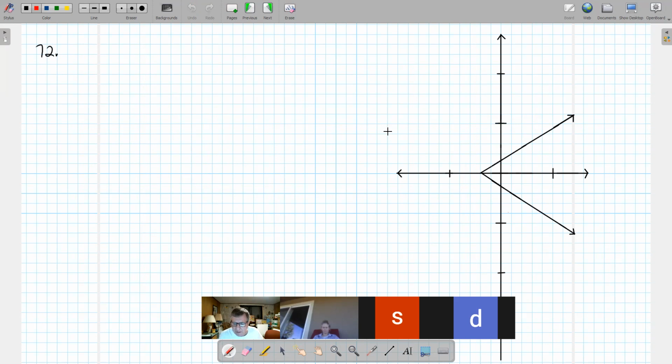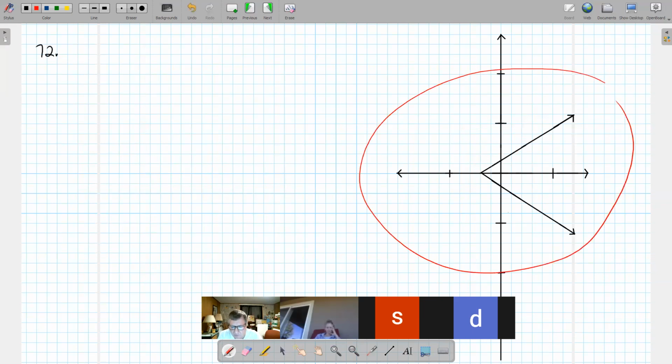Determine whether or not each graph is the graph of a function. If it is not, find two ordered pairs where more than one value of y corresponds to a single value of x. All right, we're going to talk about something called the vertical line test. Now, if this thing here is the graph of a function, that means that for each x, there can be only one y.